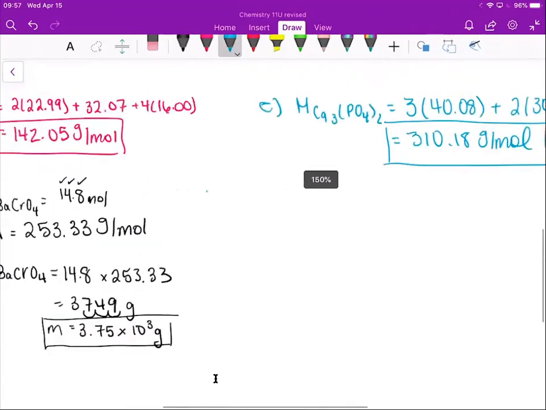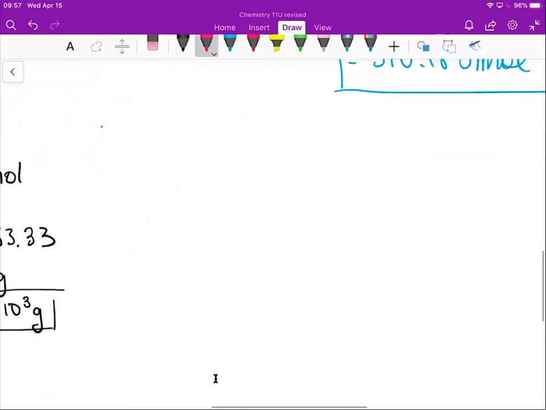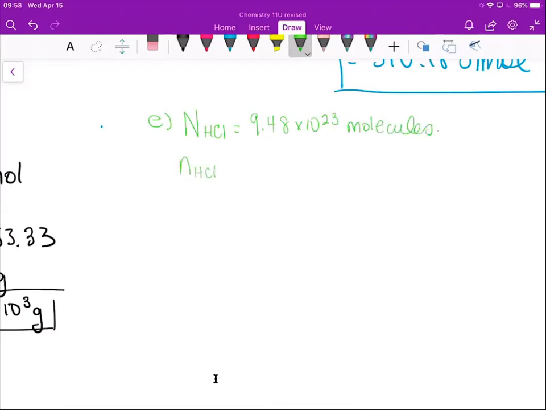And my last one, let's do it in green. E. Okay, so now I have molecules of hydrogen chloride. So number of molecules of hydrogen chloride is 9.48 times 10 to the 23 molecules. So the first thing I have to do is change it to number of moles. So that is number of hydrogen chloride over Avogadro's.